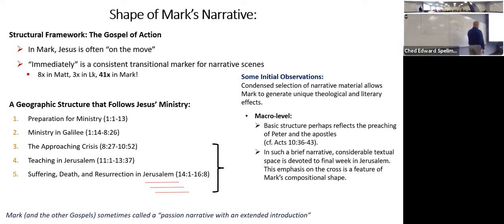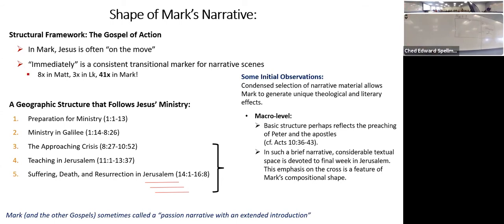So this is one of the reasons why Mark, and all the other gospels, but in particular Mark, are sometimes called a passion narrative with an extended introduction. Passion relates to suffering, the Latin word for suffering. The passion narrative, the suffering of Jesus, is the focal point, and then you just have a long introduction to it. So I think, of course, more is going on in the Gospels. But the compositional shape of Mark in particular, because he focuses on events and he's moving so fast, it gives you this feel.